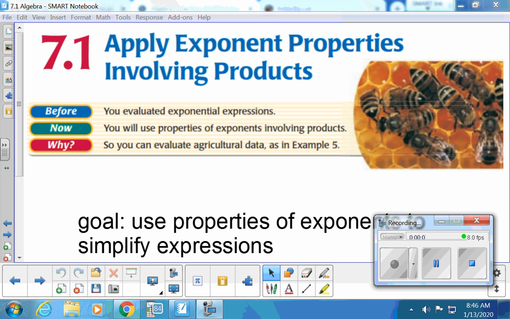I did give you a property of exponent sheet. We're only doing the first 3 properties today. You will need paper to kind of supplement those notes because we're going to be doing more practice problems than just what you're seeing on the paper.